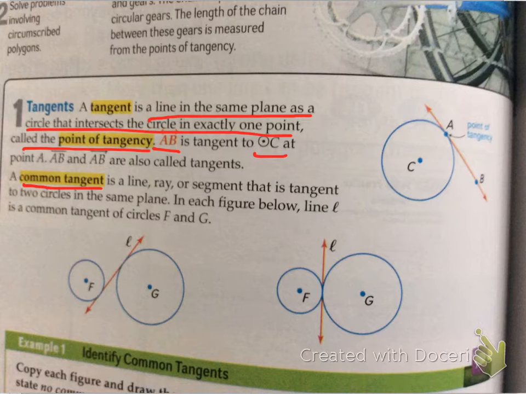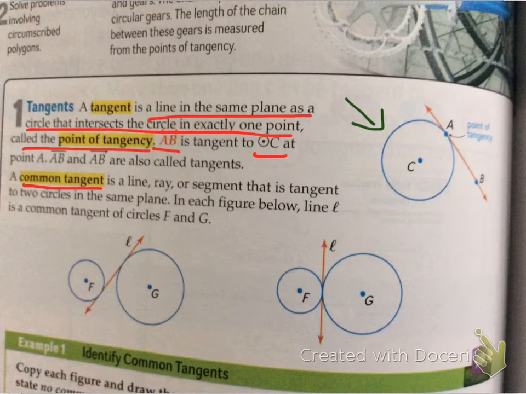What is a tangent? A tangent is a line in the same plane as a circle that intersects the circle in exactly one point, called the point of tangency. Well, that seems a little redundant. But anyways, as you can see here, line AB is tangent to circle C at point A. Segment AB and ray AB, or line AB, are all also called tangents. In other words, I could say it's just a line segment, a line that goes on forever, or a line that goes in one direction. Whatever. Point is, it touches the circle at one spot.